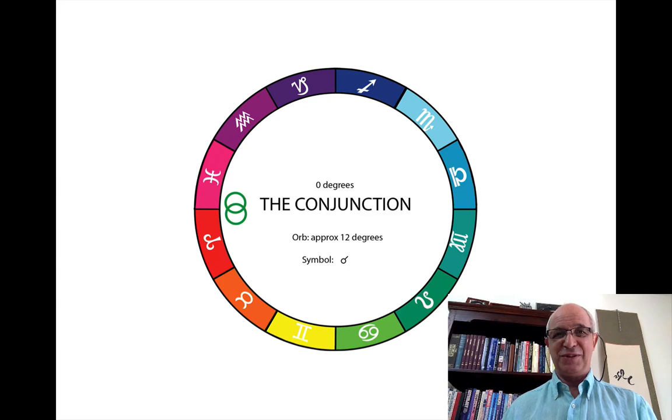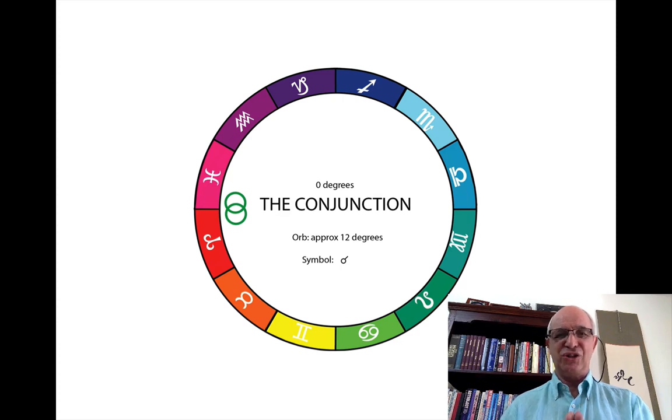Or if Venus was very close to Mars, it would be profoundly affected by the sign and house they're in, but it would be the merging of masculine Mars and feminine energy. So it's a merging of influence. Whether they're comfortable merging or not is another question.